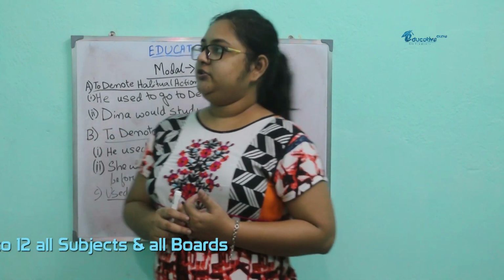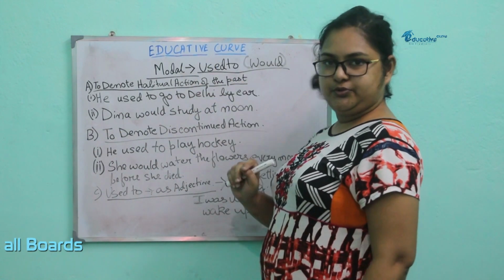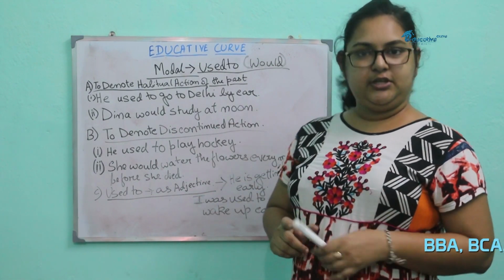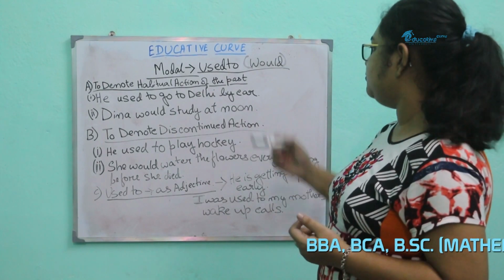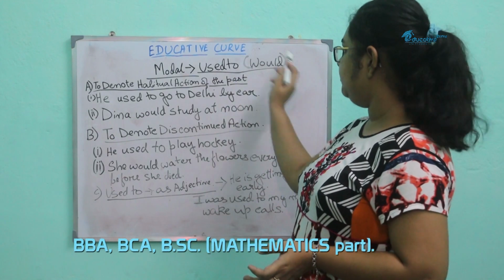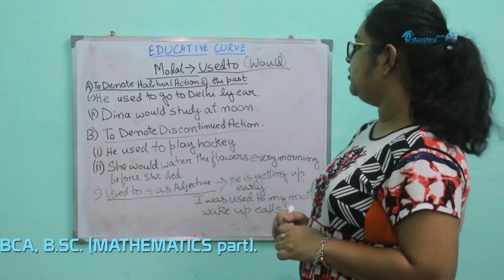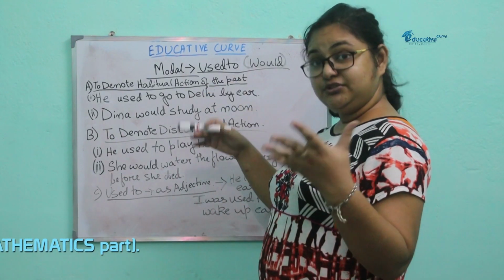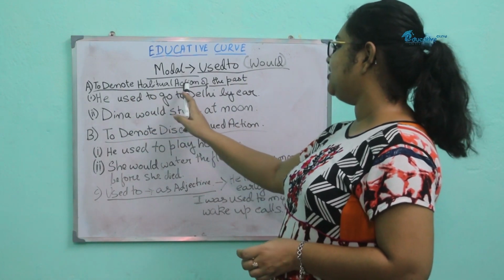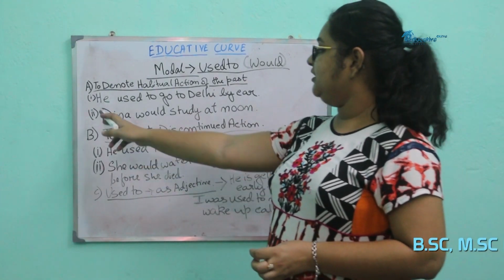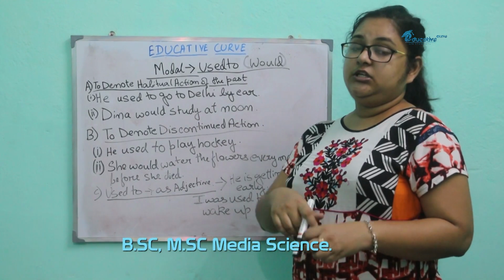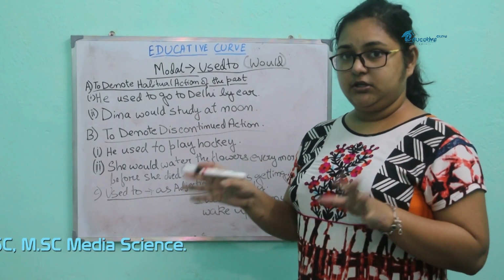So today we'll learn about used to. Now, used to is usually not used now. We have replaced used to with would. Used to is the older form of this modal would. We used to use used to denote habitual action of the past. That means he used to go to Delhi by car. That means in the past he always went to Delhi by car.